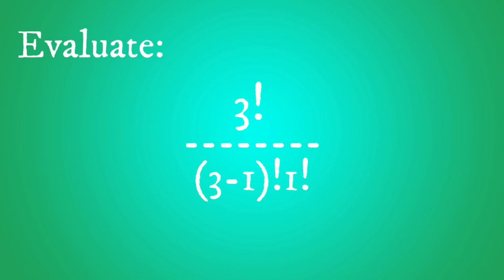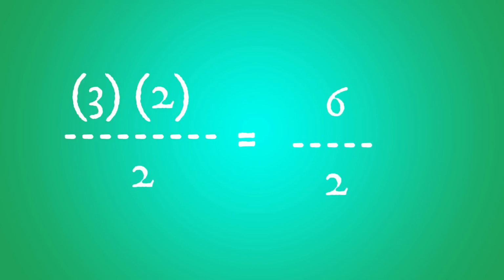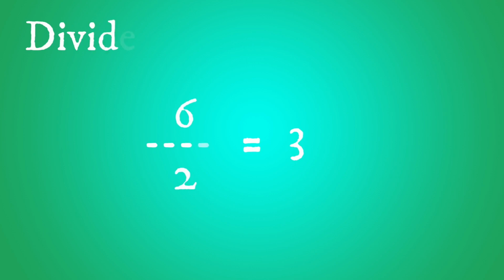Next, we will write down 3 factorial, then subtract 3 minus 1 factorial, then multiplied by 1 factorial. So now our given is 3 factorial over 2 factorial. Next thing is we're going to expand 3 factorial. But since we have 2, we will just have 3 times 2. That is equivalent to 6. Last is we're going to divide 6 by 2, then the answer will be 3.